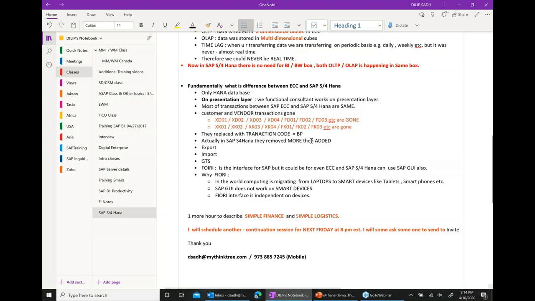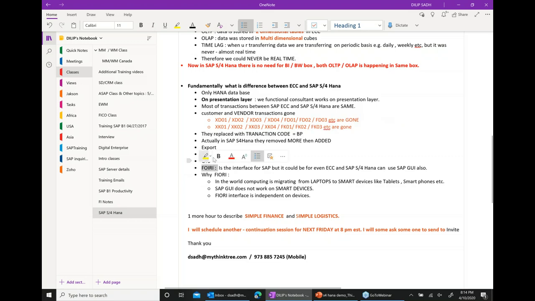And for all business partners, your transaction code is BP. So when you are creating your customer, vendor, or any business partner, you have one transaction code, BP, business partner. Actually, SAP S/4HANA has removed more than they have added. A lot of modules are gone. The export module is gone, the import module is gone, because you have GTS, so now everything moved to the GTS we talked about.